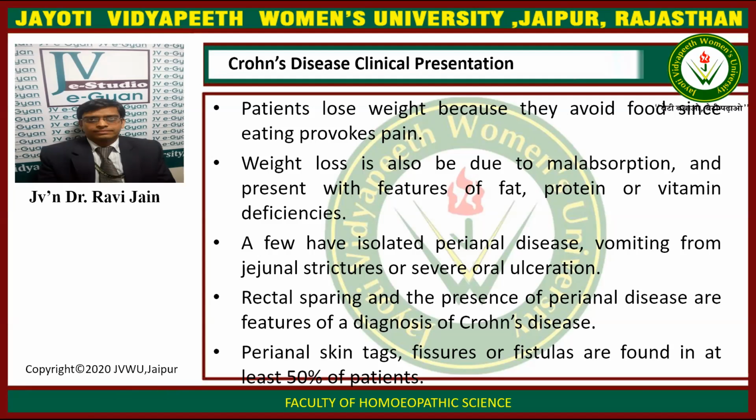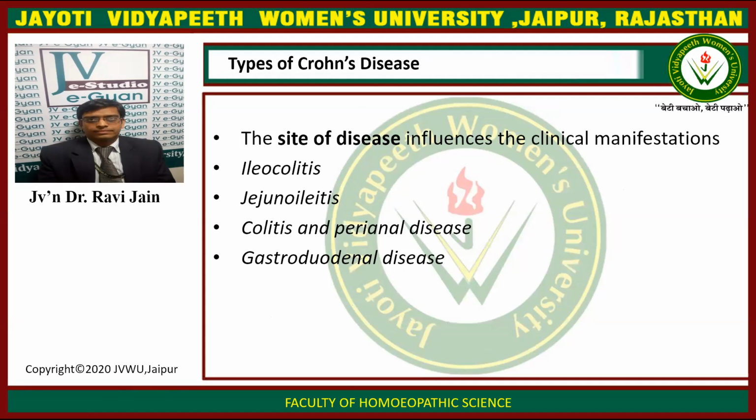The rectal sparing and the presence of perianal diseases are features that are diagnostic of Crohn's disease. Crohn's disease can easily be diagnosed by rectal sparing, which is not present in ulcerative colitis. The presence of perianal disease means the perianal area is also involved. There are perianal skin tags, fissures, and fistulas that are found in at least 50% of patients, and they are very important in the diagnosis of Crohn's disease.